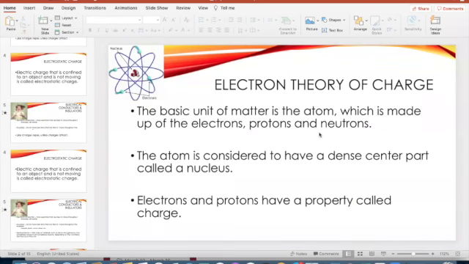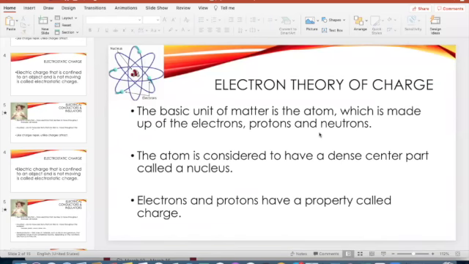All right. So in order to understand what's occurring with electricity, we have to look at the base unit of particles. Okay. So this is the electron theory of charge. The base unit of matter is the atom. And the atom is made up of electrons, protons, and neutrons. Your electrons are negatively charged, your protons are positively charged, and your neutrons have no charge. All right, so they're neutral.